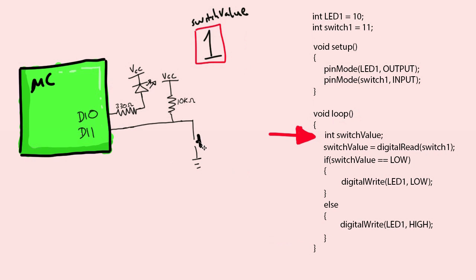We'll now press our switch down. So now this switch is connected to ground. So now when we get to this switchValue becomes digitalRead switch 1, it will read this pin and we should get a 0, and so it will store a 0 in our switchValue variable. This is low. So now when we get here, if switchValue is low, which it is, then we write low on our LED pin. So by doing so, the LED will turn on.